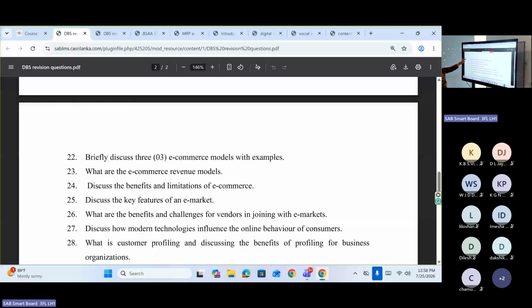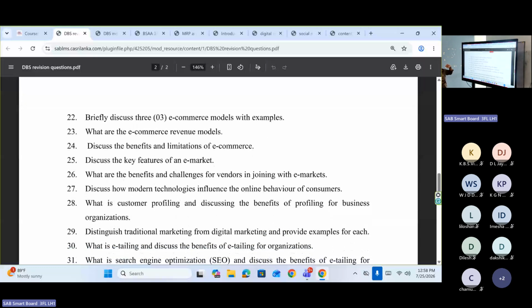Yes, and starting from the 22nd question, briefly discuss 3 e-commerce models with examples. We had a separate lesson for e-business and e-commerce, and then we discussed the different types of business models like B2B, B2C, C2C, B2G, like that. So you can pick 3 of them and briefly explain and give an example.